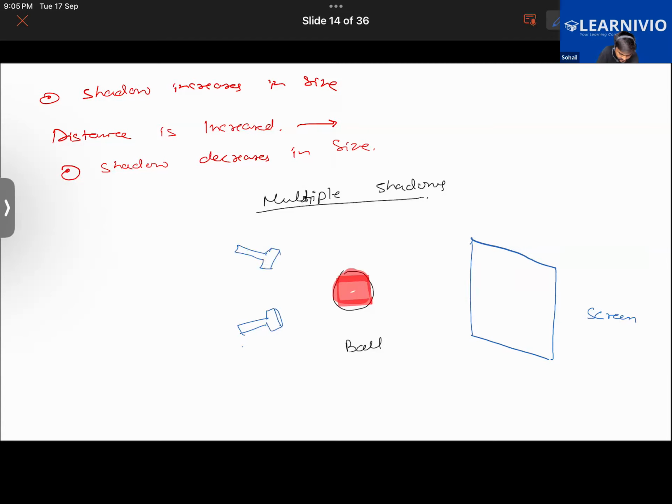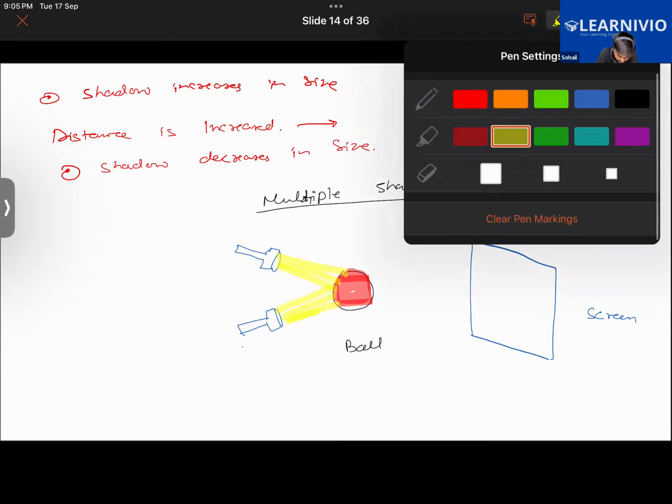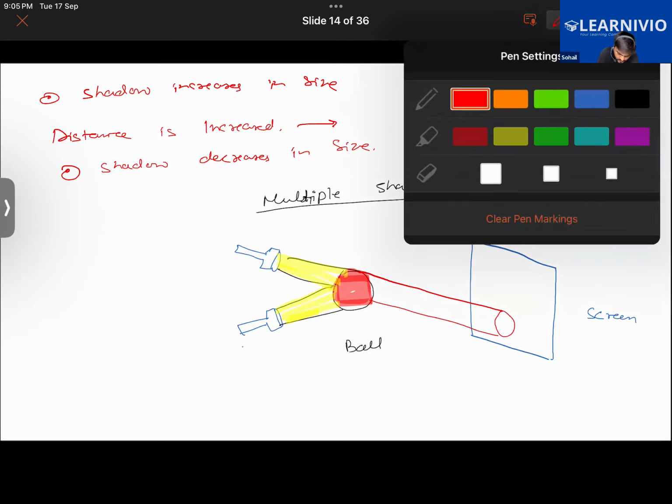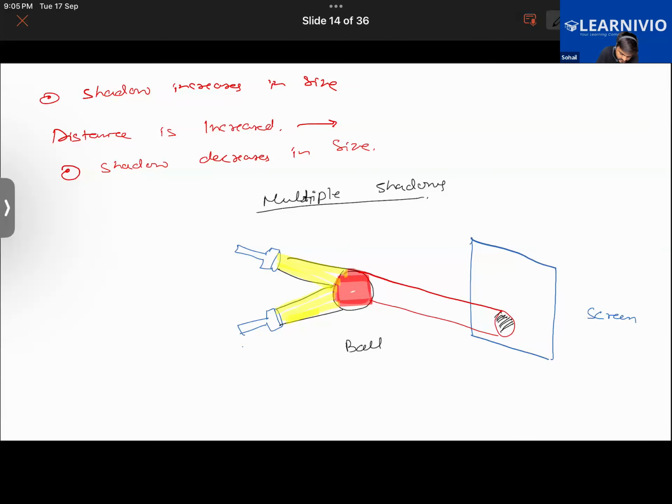Projecting from this side. So from here, light rays are falling on it, and from here also light rays are falling on it. So thereby there will be two shadows that will form here. First shadow will be formed on this spot. Another shadow will be formed on this place here.